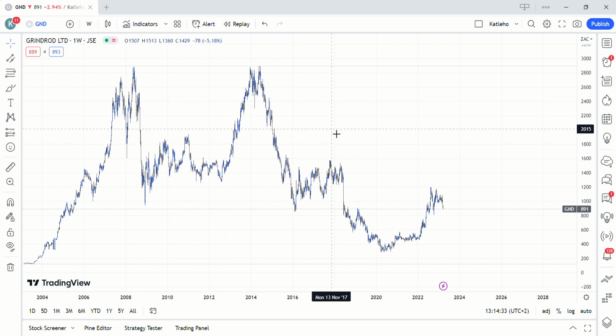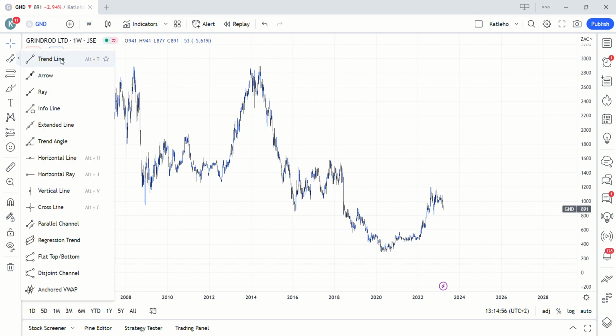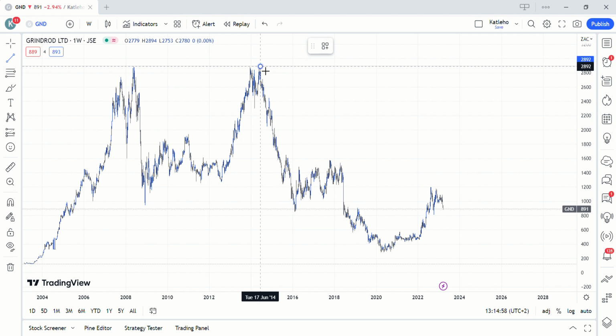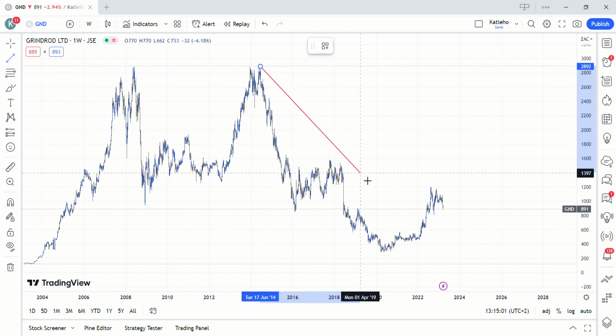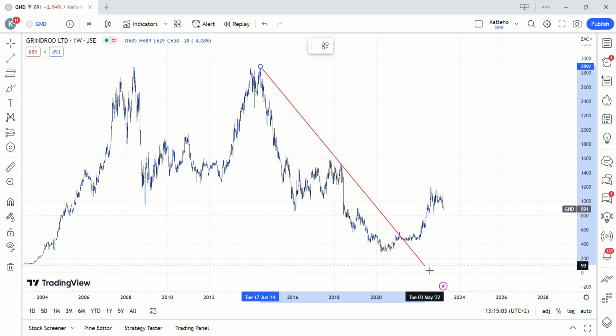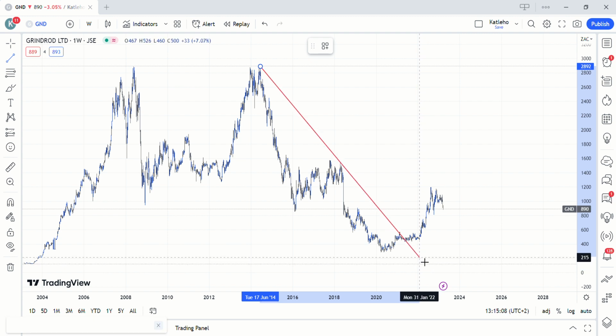So guys, on this stock, one can simply see a few things on this chart. Firstly, to determine where we are or which likely direction the stock is to take, you can simply draw our trend line here, connecting the top and the lower high. We're connecting the top and the next lower high.